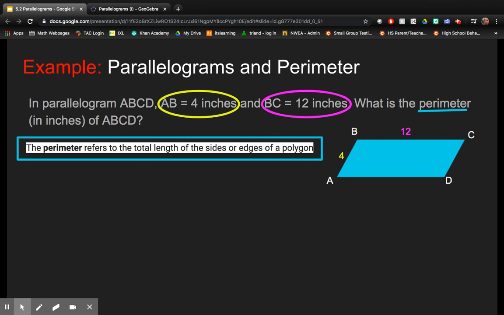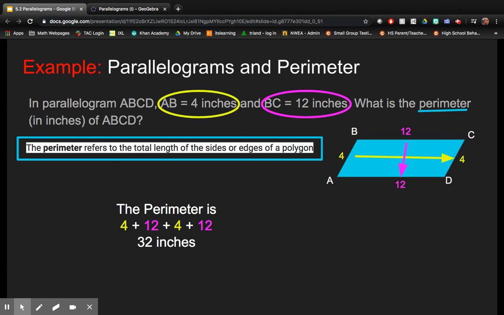But I have some information that will help me. I know that opposite sides in a parallelogram are equal, so I can label CD as 4. And I can label AD as 12. And now I can find the perimeter because I know all 4 edges. The perimeter is 4 plus 12 plus 4 plus 12, which is 32 inches.